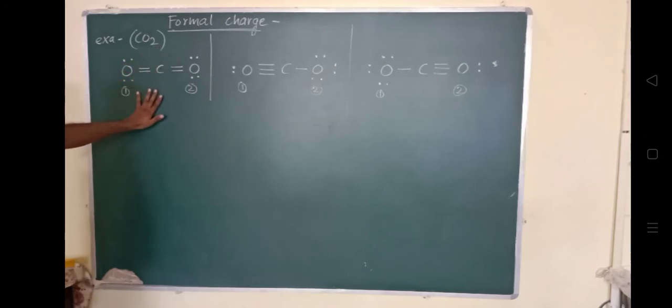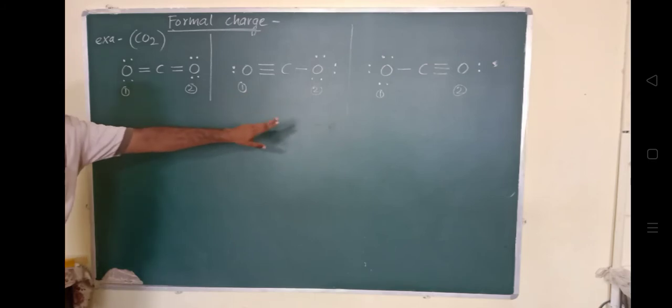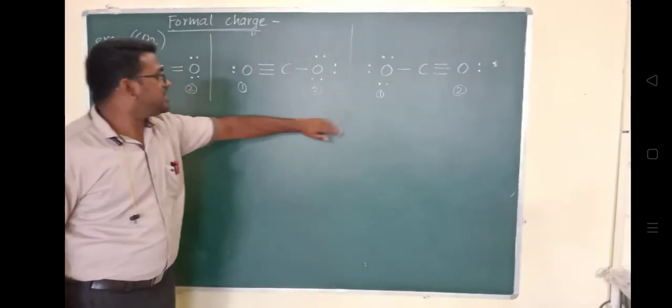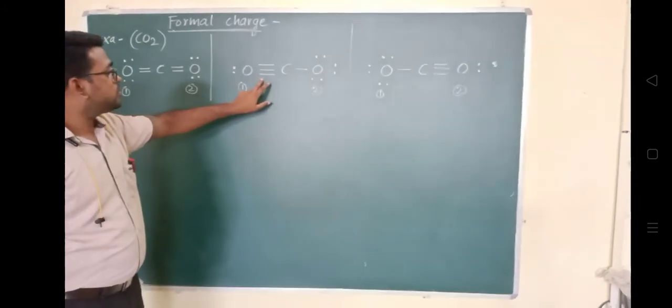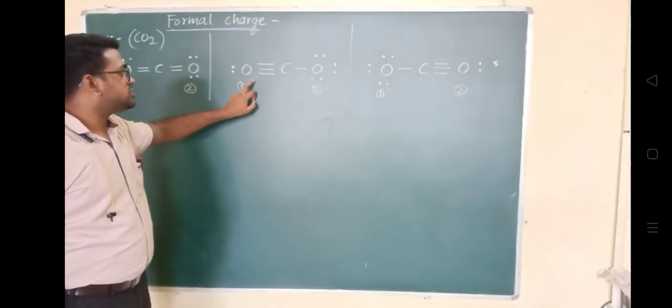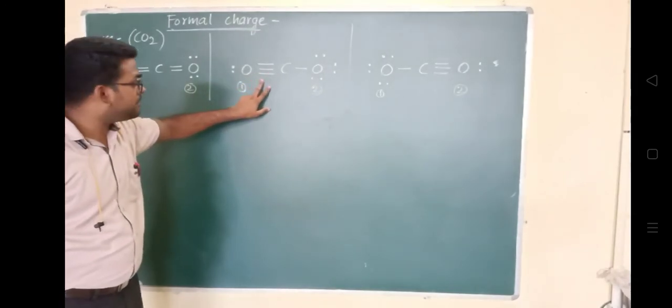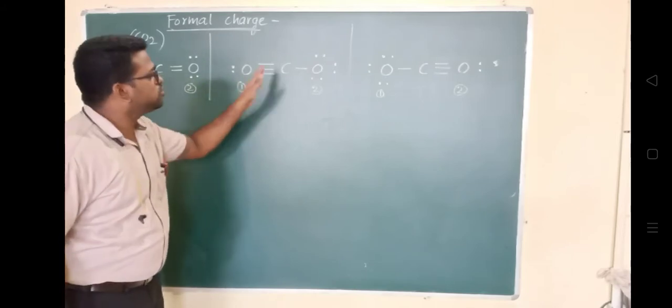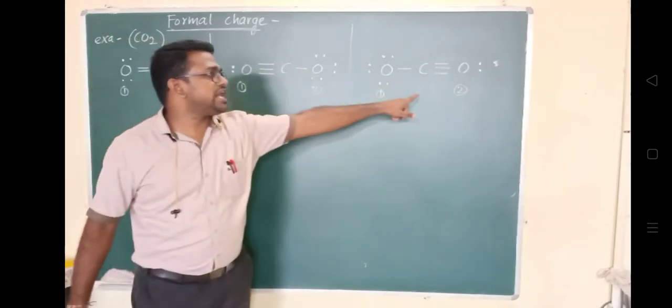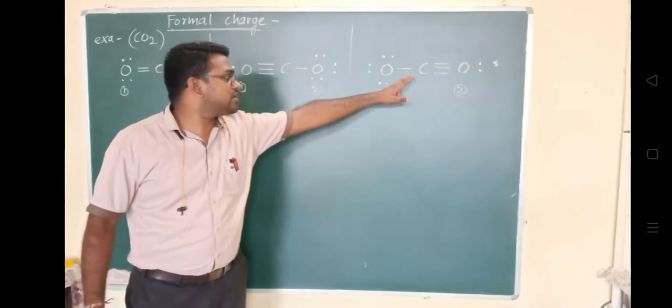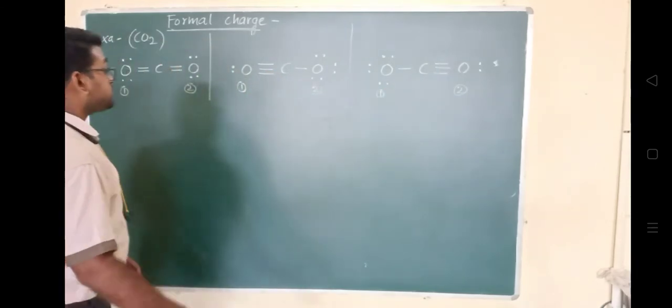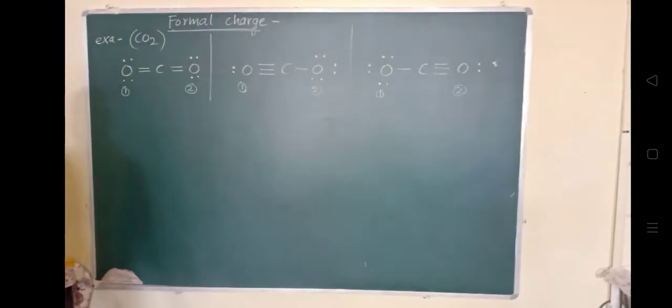You can see what has been done. In the first, both are shown as double bonds. Then in the second and third cases, they have represented it with a triple bond: one of the carbon-oxygen pairs has a triple bond between them, and this bond can be shifted to that side, like a mirror replica of this. So in this way, three Lewis dot structures are possible.